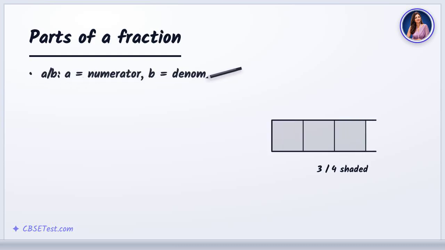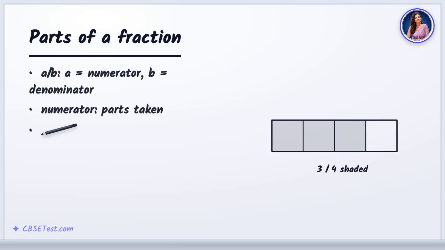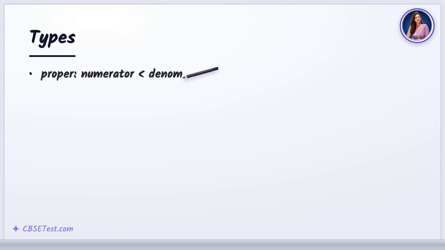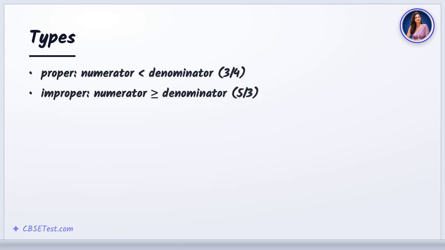In a fraction a over b, the bottom, the denominator, tells how many equal parts the whole is split into. The top, the numerator, tells how many we take. A proper fraction has a smaller top than bottom. An improper fraction has a top that's equal or bigger, and a mixed number combines a whole with a fraction.